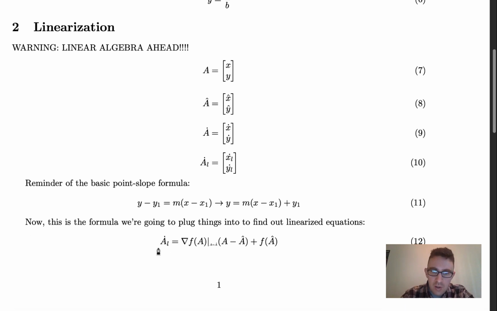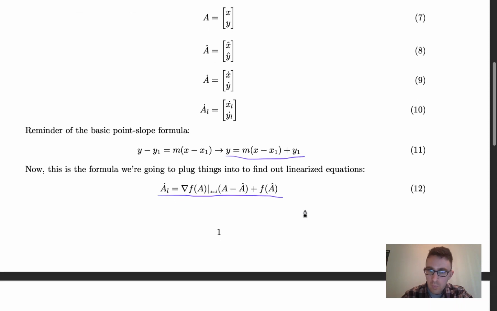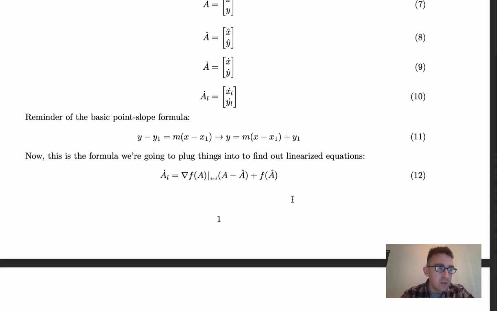So this is the formula that I wrote on the board. All we have to do at this point is plug in things to fill out the terms of this formula. And again, I want to remind you guys, it's kind of the same thing as the point slope formula. Okay, so let's start plugging things in. Even though it looks complicated, all we have to do is plug things in for these terms here.